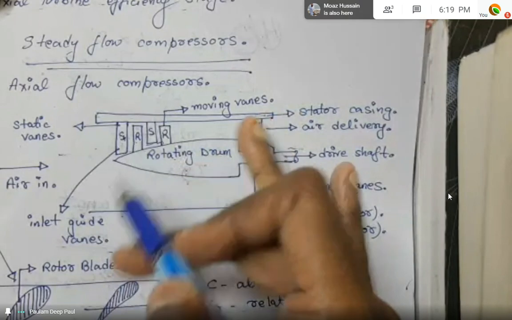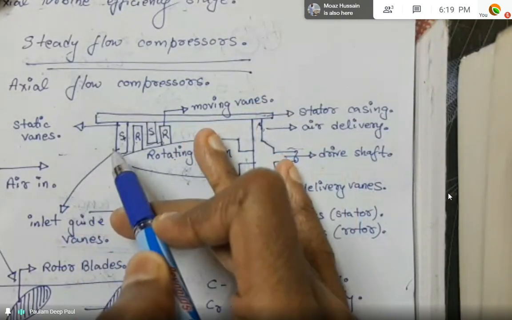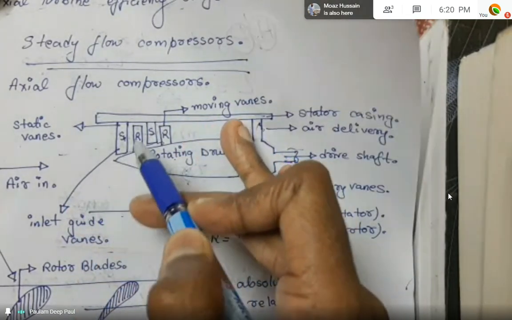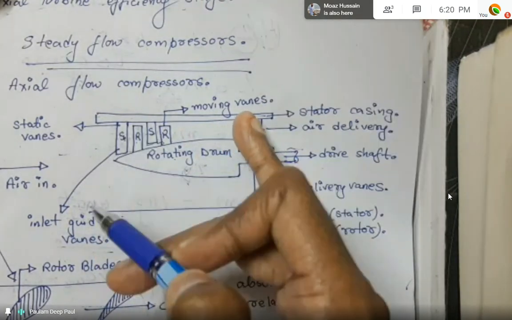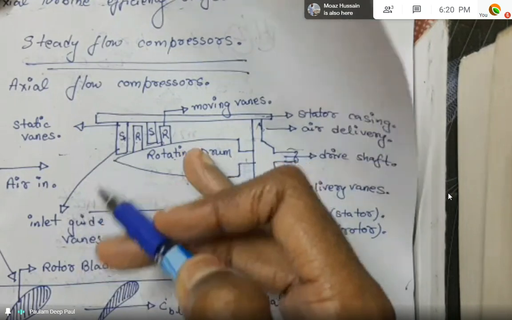By shock, I mean that as the air is coming in, it needs to hit the rotor blades at a certain angle so that it produces the maximum work done, or the maximum work is done on the air.